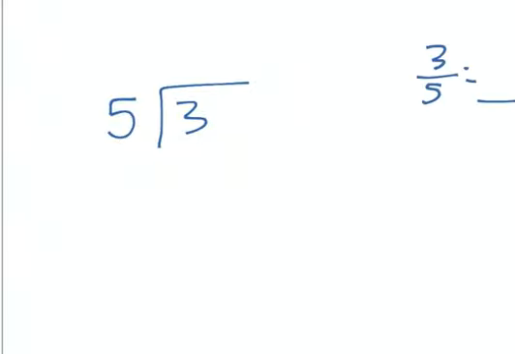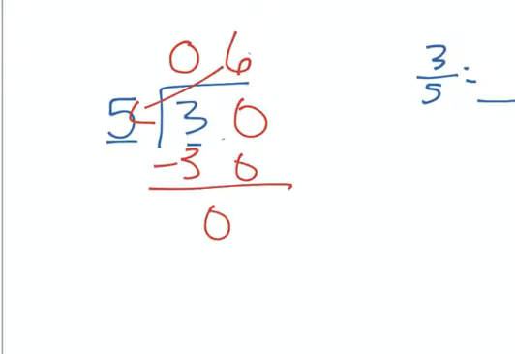And the second one, 3/5. 3 goes inside the house, and 5 goes outside of the house. 5 cannot go into 3. Add our decimal, decimal, and our zeros. Always follow that process. Now, how many times can 5 go into 30? Well, think 5, 10, 15, 20, 25, 30. That's 6 times. So 6 times 5 is 30. If I subtract, I get 0. 3/5 is 0.6. And you're done with the first 2. Go ahead and try to finish up the next 8.